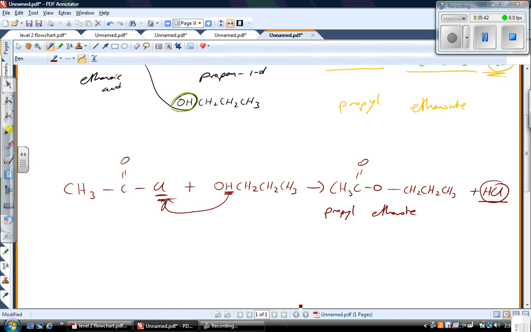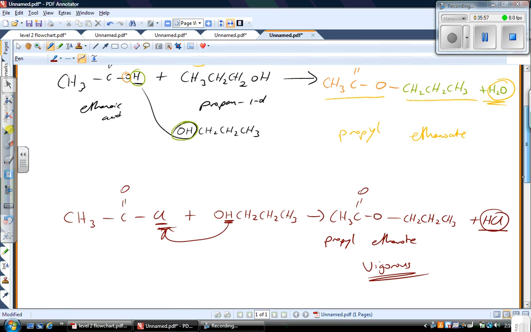And the advantage of using an acyl chloride plus an alcohol to form an ester, over using a carboxylic acid plus an alcohol, is that these reactions are always very vigorous. So there'll be less energy input required. It's just that it's a bit more dangerous, and obviously HCl is toxic. This needs to be removed as a byproduct, whereas water is easier to handle as a byproduct.